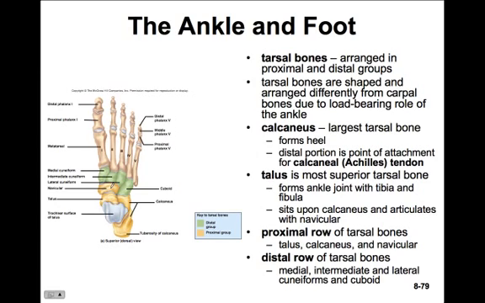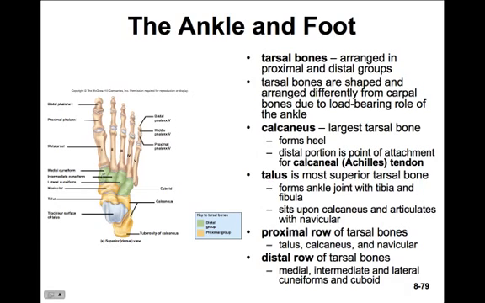The distal row are made up of the medial, intermediate, and lateral cuneiform bones. So there's 3 cuneiform bones and a cuboid bone. Now the cuboid bone is on the pinky toe side and it's pretty easy to tell apart because it's very cube-like in structure. And then the other 3 are all called cuneiform.